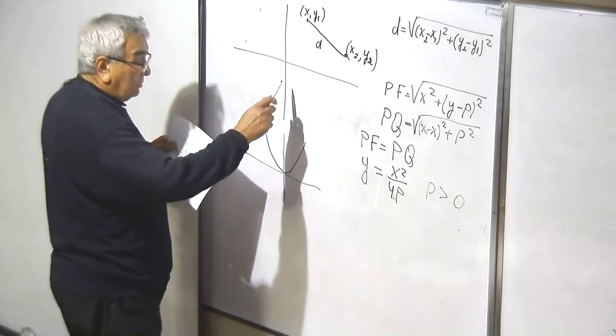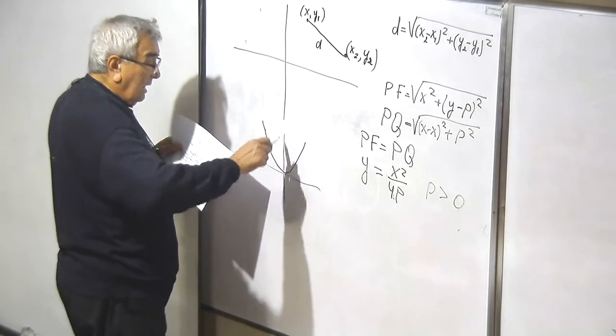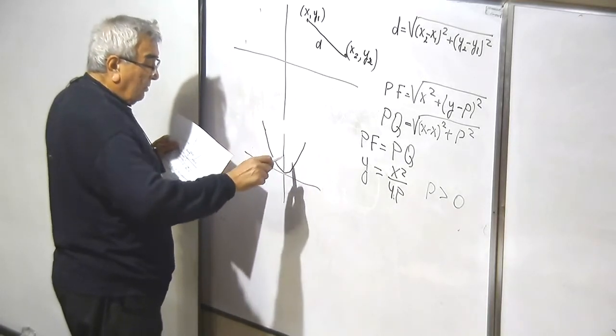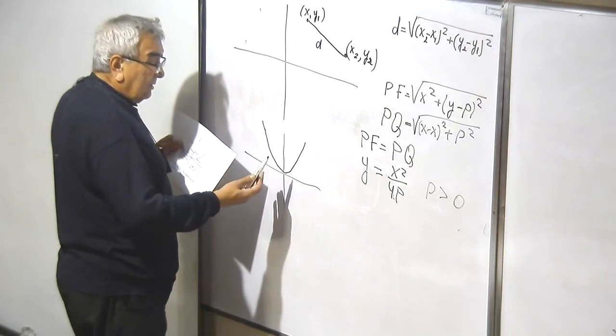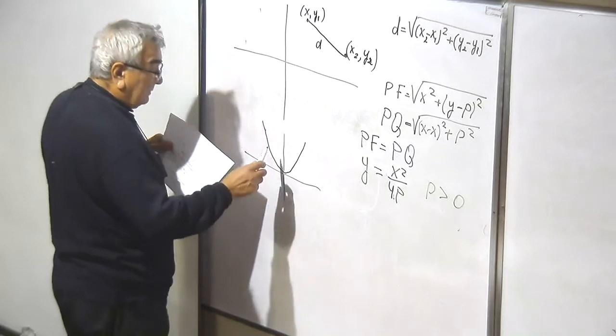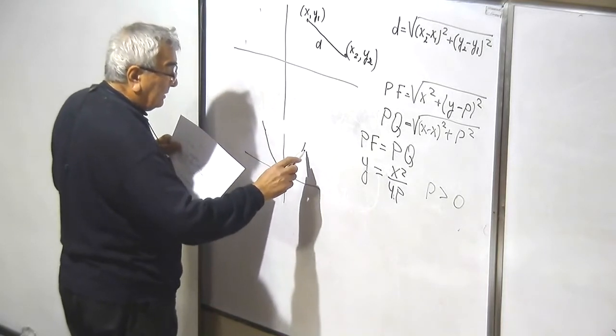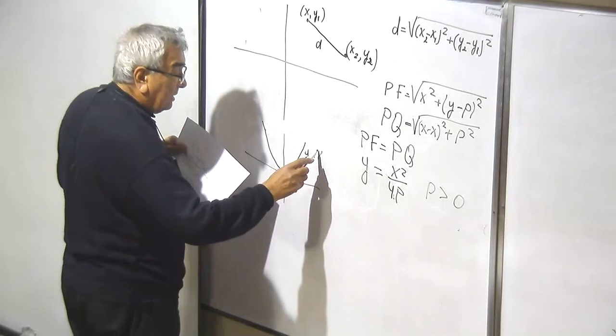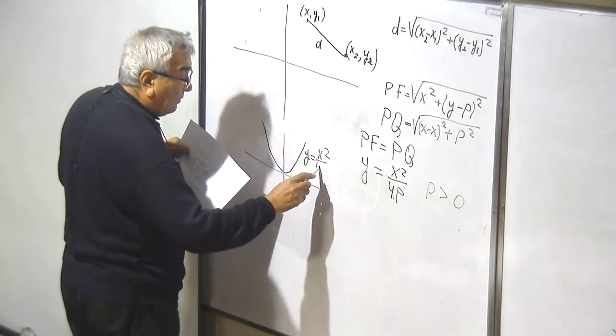That means it is going up. That means this is a concavity up. Now, that means this should be written as y equal to x squared divided by 4p.